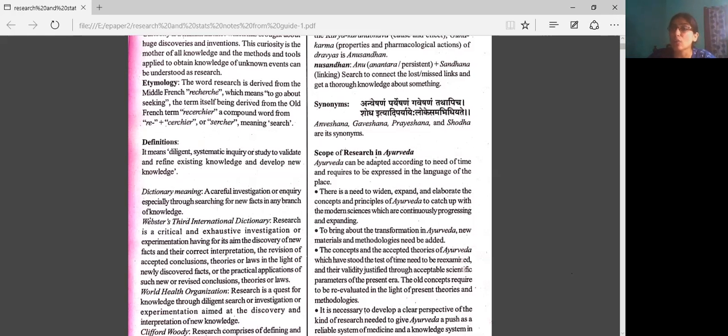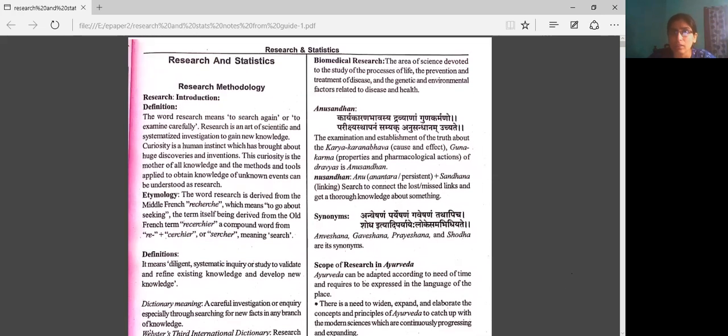Now in Ayurveda, what is its meaning? That is anusandhan. A very beautiful shloka is given in Ayurvedic text, that is: karya karan bhavasya dravyanam gun karmano parikshya sthapanam samyak anusandhanam uchyate. That is, the examination and establishment of truth about the karya karan bhav, cause and effect, and the gun karma, properties and pharmacological actions of dravya, is anusandhanam.